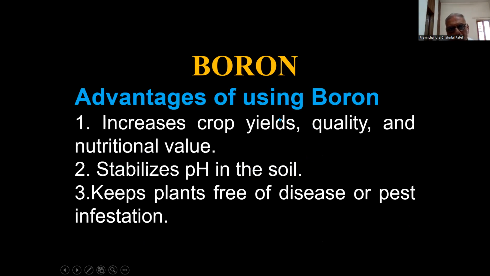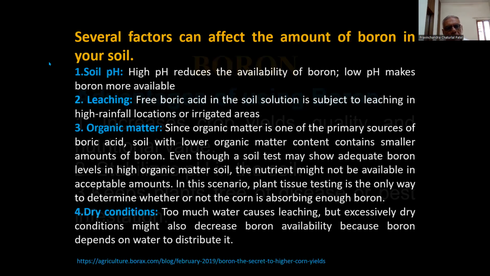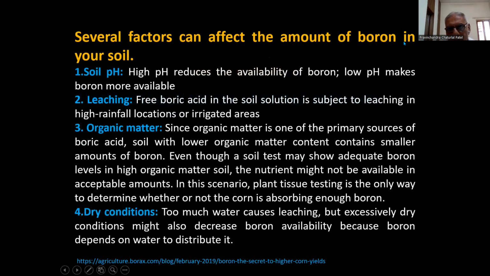Advantages of using boron: it increases crop yield, quality, and nutritional value, stabilizes pH in the soil, and keeps plants free of disease or pest infestation. Several factors can affect the amount of boron in your soil. Soil pH: high pH reduces the availability of boron, and low pH makes boron more available.